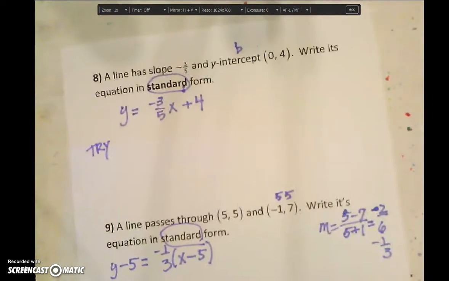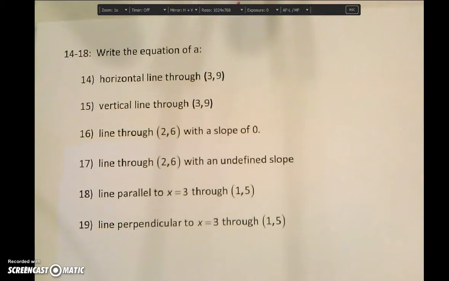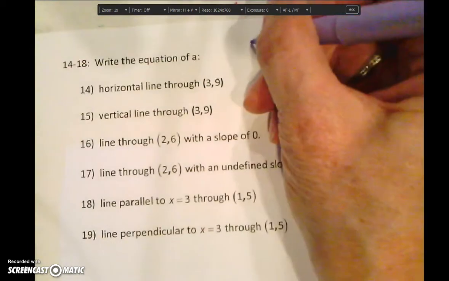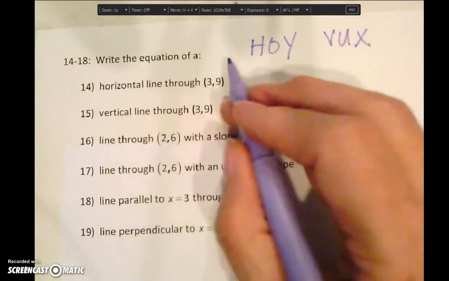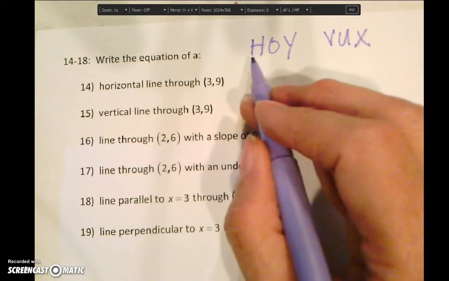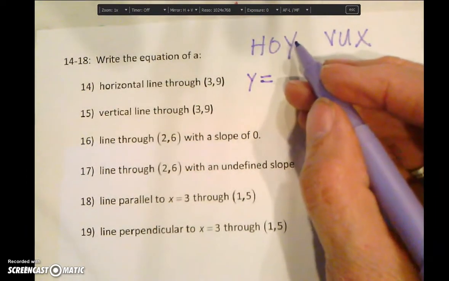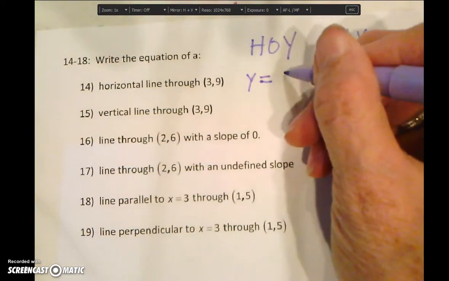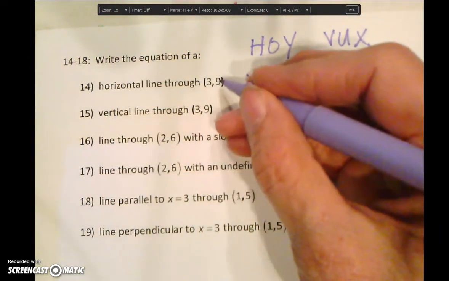All right, so one more thing we want to take a quick look at, and that's 14 through 18. You may need to flip your paper over to get to it. All right, so write an equation of a horizontal line through 3, 9. I'm going to write up here these acronyms. It's horizontal. That means that my equation is going to be y equals, because every point on the line has the same y value, they're all going to have a value of 9. So y equals 9 is the equation of that line, so I use the y value.